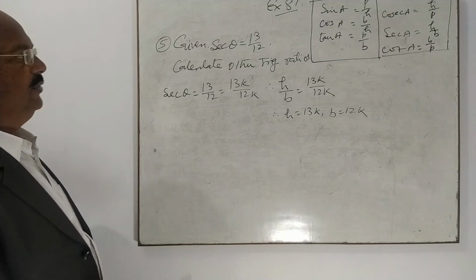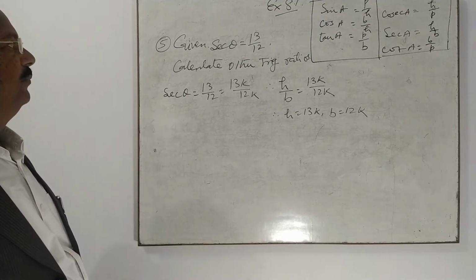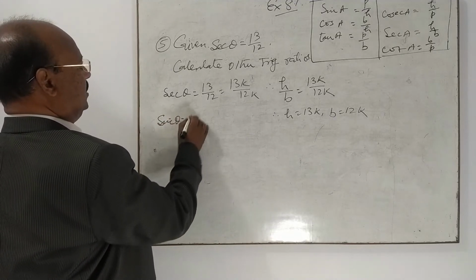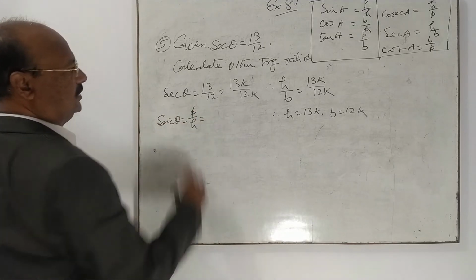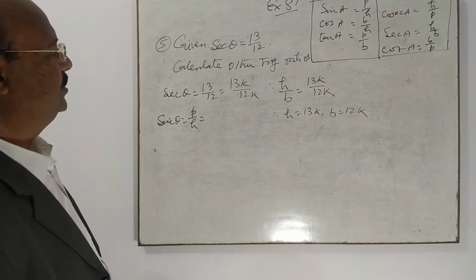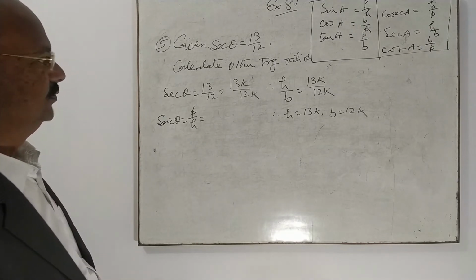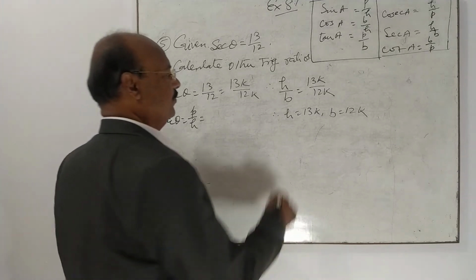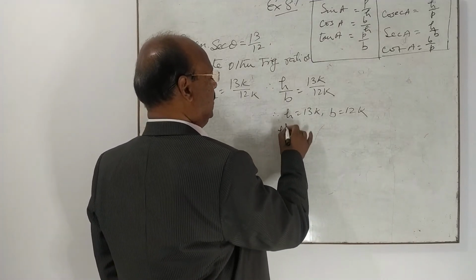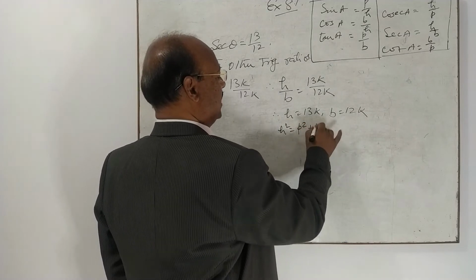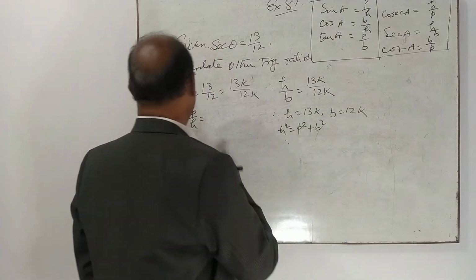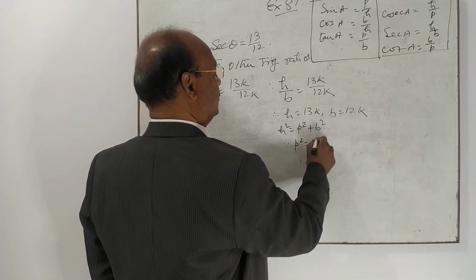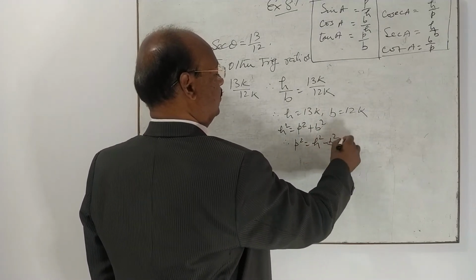Correct? Now we can do it ourselves. This is very simple. When you have to find sine of theta, this is p by h. How much is p? It is not given, so calculate it by Pythagoras theorem: h square is equal to p square plus b square. H and b are given, so p square is equal to h square minus b square.